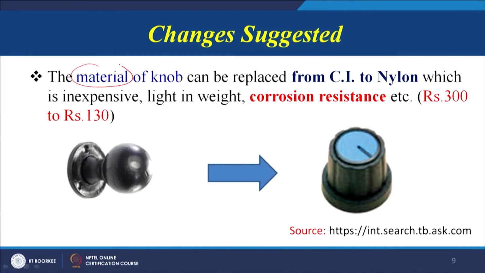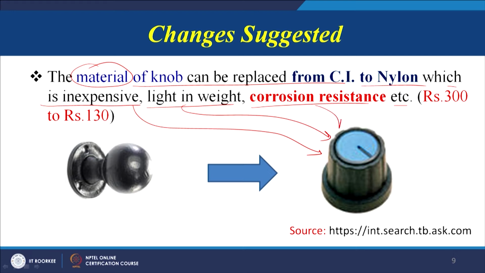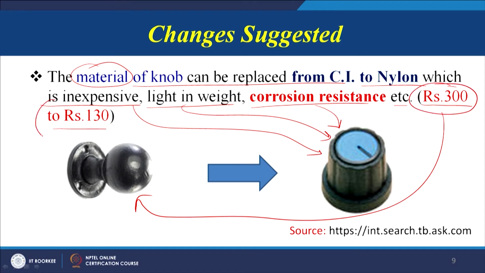Now we come to the second. Again the focus is on material. The material of the knob can be replaced from cast iron to nylon, which is inexpensive, light in weight, corrosion resistant, etc. So these are the advantages of the nylon material: inexpensive, lightweight, corrosion resistant, and it is offering us a cost saving also. Initially the knob being used cost 300 rupees, and the new nylon knob is giving us only 130 rupees. So we can see that by changing the material again, we are able to save a lot of money.